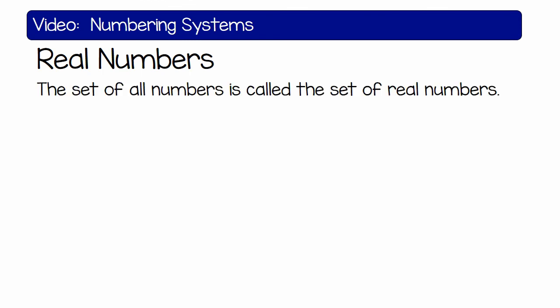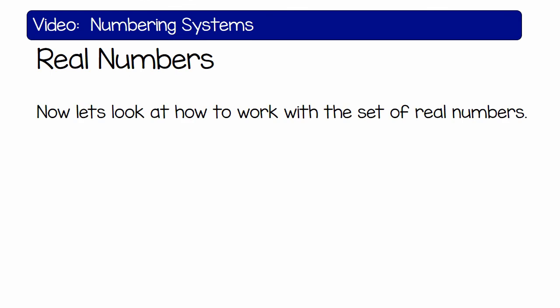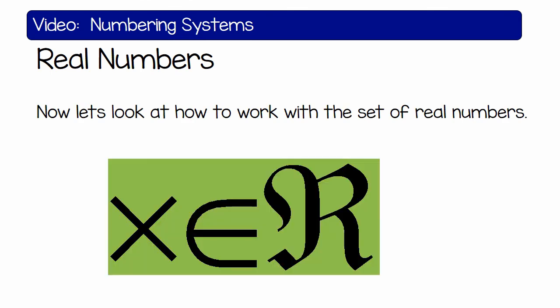Then we have the set of all the numbers called the real numbers. The real numbers contain natural numbers, whole numbers, integers, rational numbers, and of course, irrational numbers. There is another set of numbers you will encounter later in your mathematical career. These are called imaginary numbers. Now, let's take a look at how to work with a set of real numbers. This notation means x is an element of the real numbers.